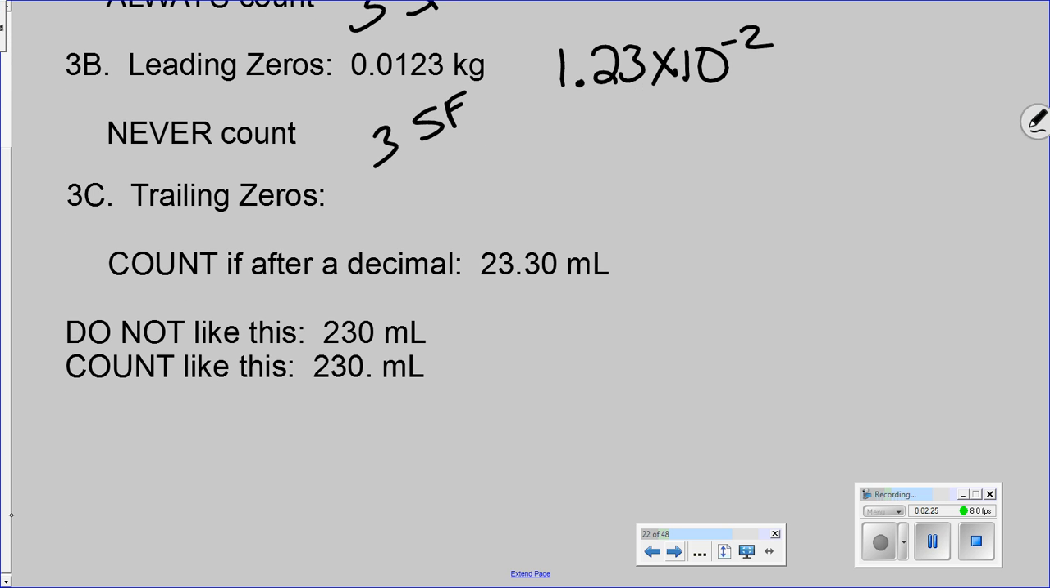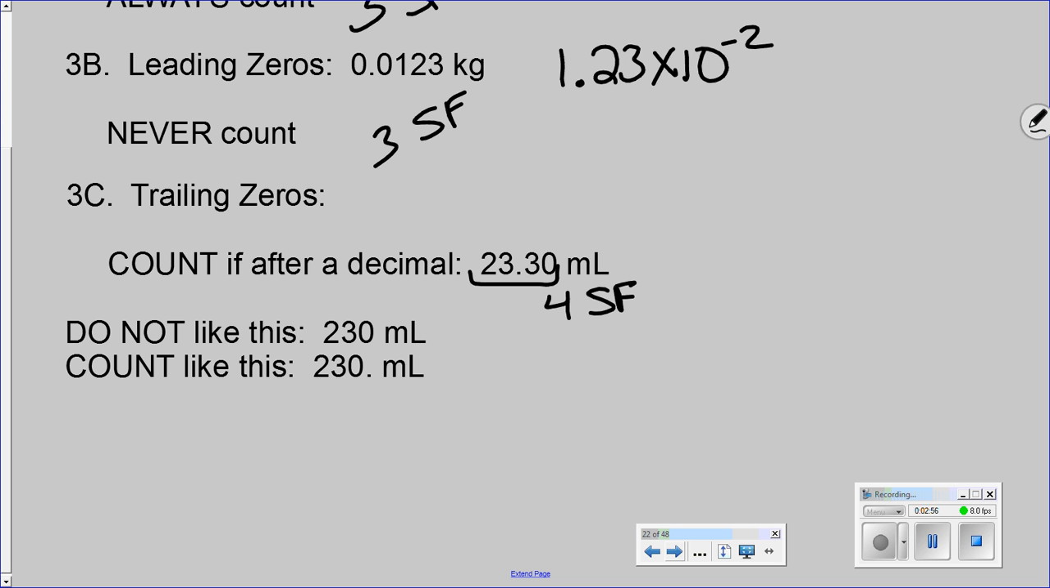Now, trailing zeros are the very trickiest of all zeros. Trailing zeros count at certain times and don't at others. If a trailing zero comes after a decimal and a non-zero number, so it has to come after both of those things, then it counts. So 23.30 milliliters has 4 sig figs. Now, one of the things that's also important to understand about sig figs is they are a communication tool. Their rules are not mathematic in nature, they're communication based in nature.